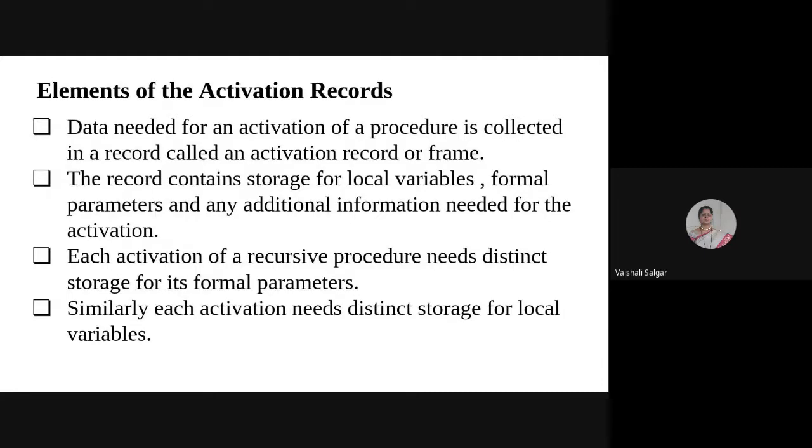So each activation of a recursive procedure needs distinct storage for its formal parameters. So the meaning is what? Whenever we are having a recursive call, at that time for each activation, there is separate memory for each recursive procedure call. So similarly, each activation needs distinct storage for the local variables also. So whenever there is an activation of any procedure, a separate activation record is going to be maintained for that particular call. That is what you have to keep in mind.